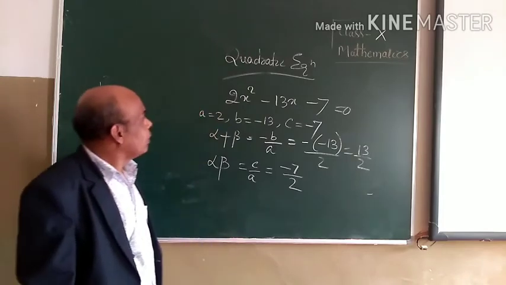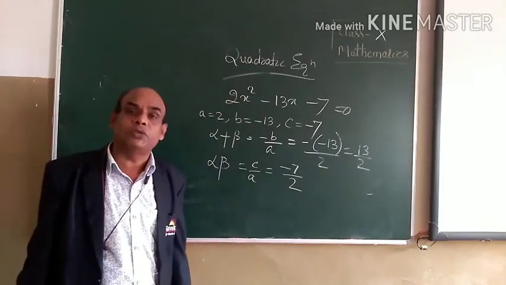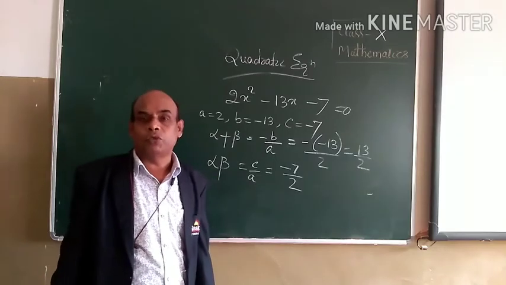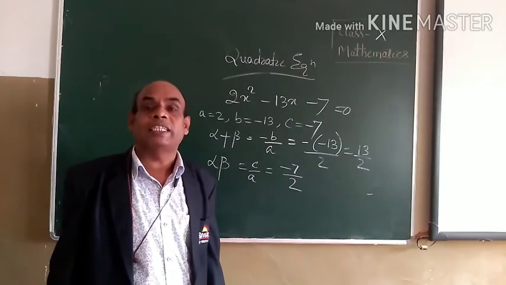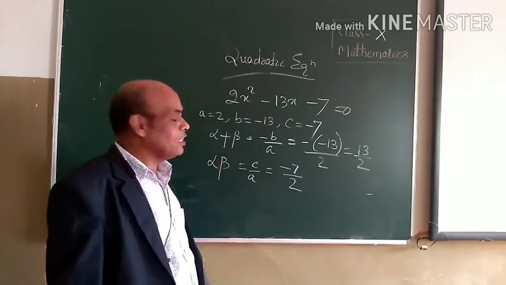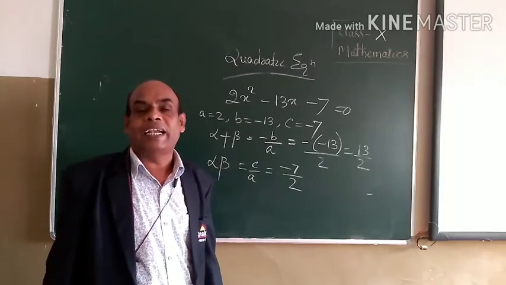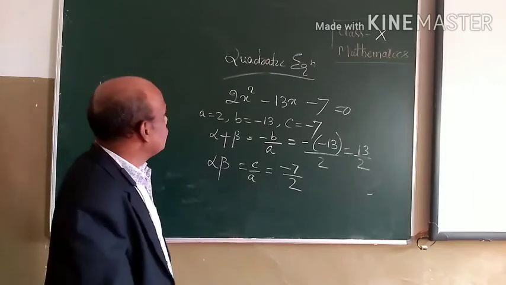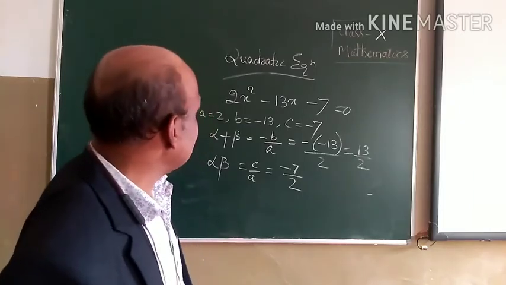In this way, if an equation is given to you and the question is to find the sum of the roots as well as the product of the roots, then you can find them by applying these formulas: alpha plus beta is equal to minus b by a, and alpha into beta is equal to c by a. So now you see, suppose the question is like this.